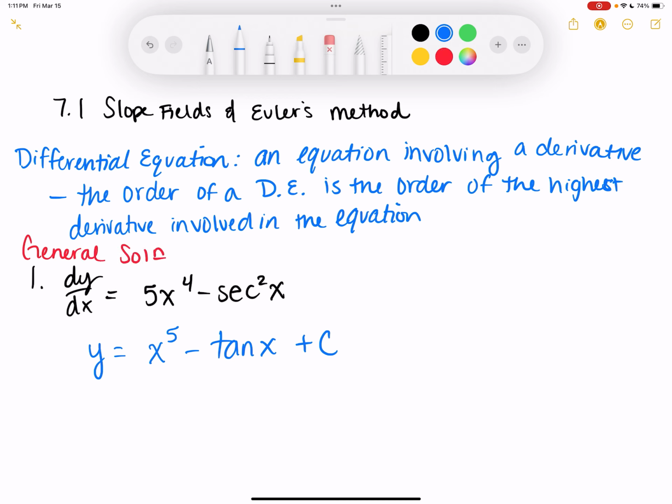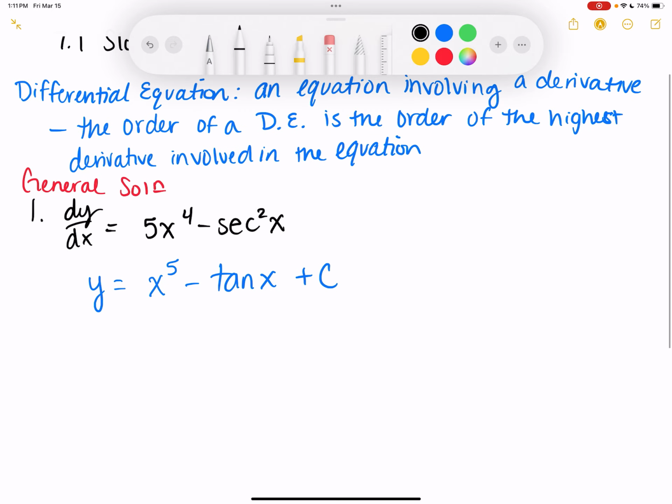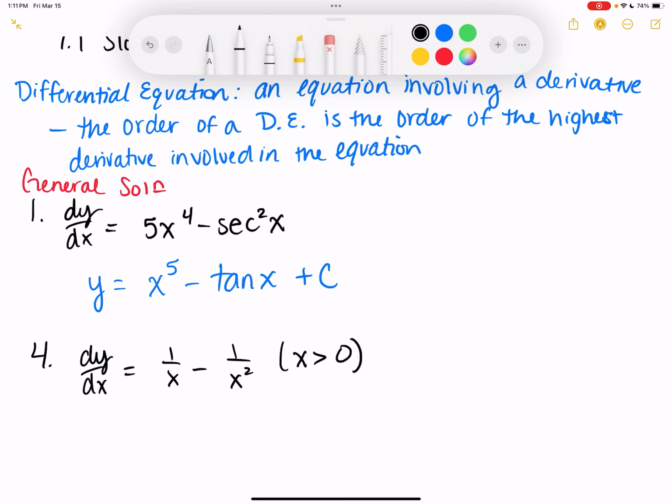Let's see, number 4. dy dx equals 1 over x minus 1 over x squared, and x is greater than 0. So what's the antiderivative of this?